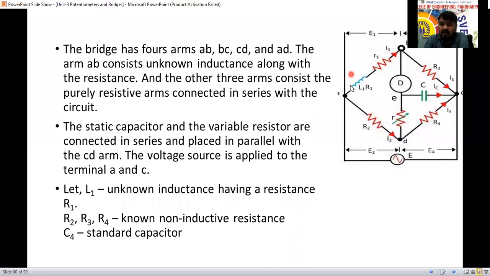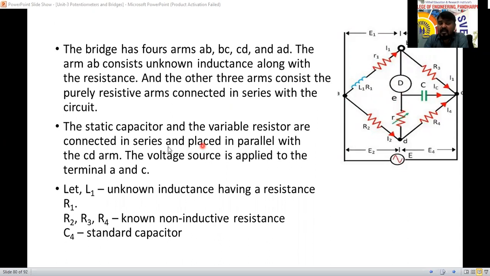So only the arm AB has the unknown inductance with some resistance. But the branches BC, CD and DA don't have any inductance or capacitance. The other 3 arms consist purely of resistive arms connected in series with the circuit. All are connected in series here. There is no detector at all here.